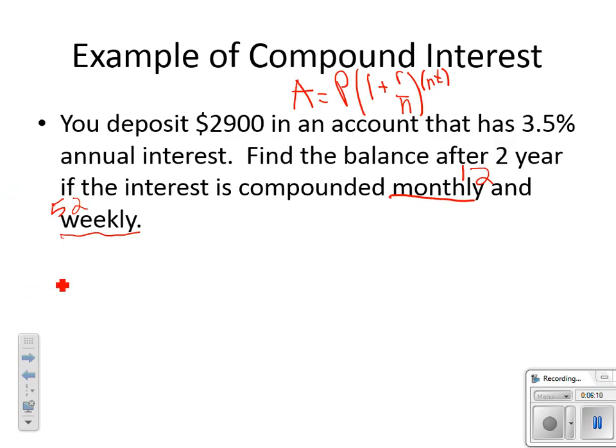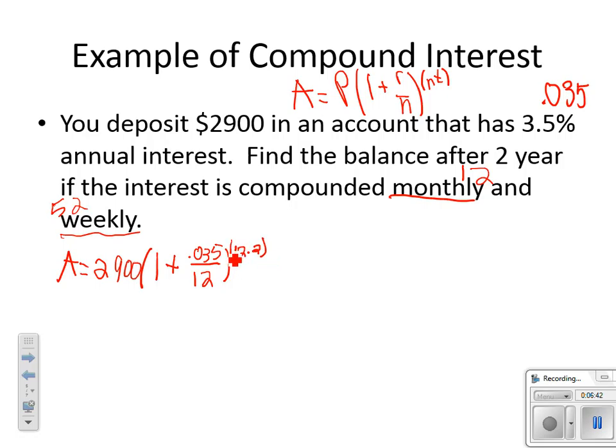We're going to start with A equals our initial amount P, which is $2,900, all times 1. And let's remember what our rate is. It's 3.5%, which expressed as a decimal is 0.035. So let's come back down to our equation, 0.035. And remember, we're doing monthly, so all divided by 12, all to the 12 times, what was T again? Oh yeah, 2 years, 12 times 2. So let's type that into our calculator.